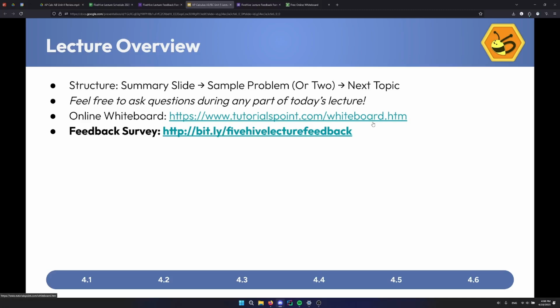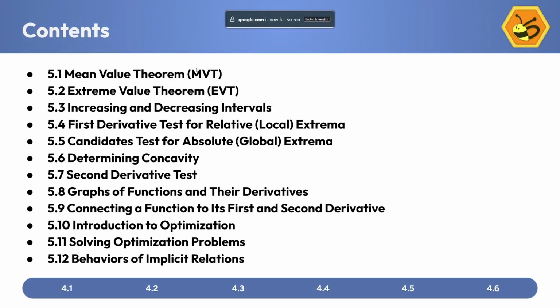Okay, so let's get into the actual content now. We have many more topics in Unit 5 than Unit 4. For those of you who were here yesterday, we have 12 topics to be exact. We have our mean value theorem, extreme value theorem. Then we go into increasing, decreasing intervals, and extrema.